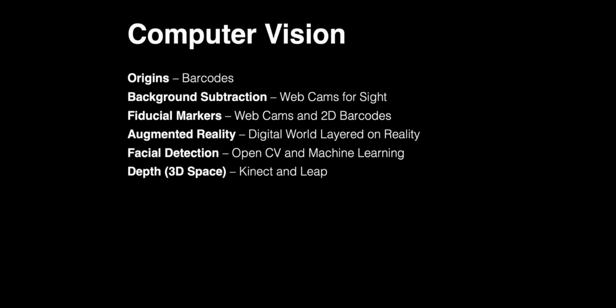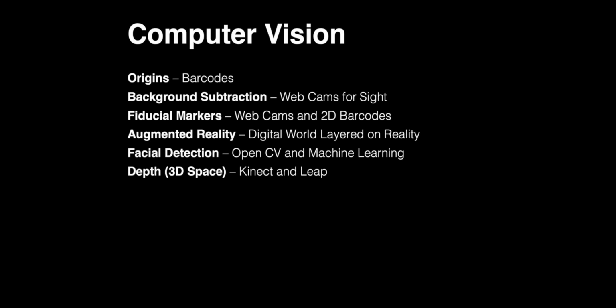So this is kind of a summary of what we just covered. The origins of computer vision are in barcodes. You can play around with background subtraction when it comes to just webcams. You can play around with fiducial markers and QR codes to do some sort of augmented reality. You can do more detailed stuff with augmented reality by scanning an environment or using something like Vuforia or Blippar to scan a poster or an object in real life and then use that as a fiducial marker.